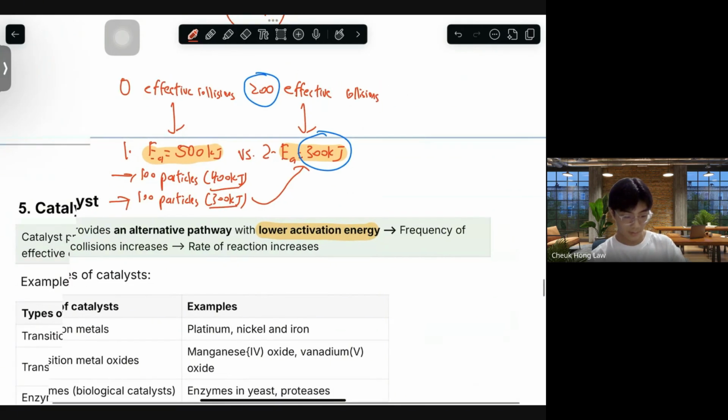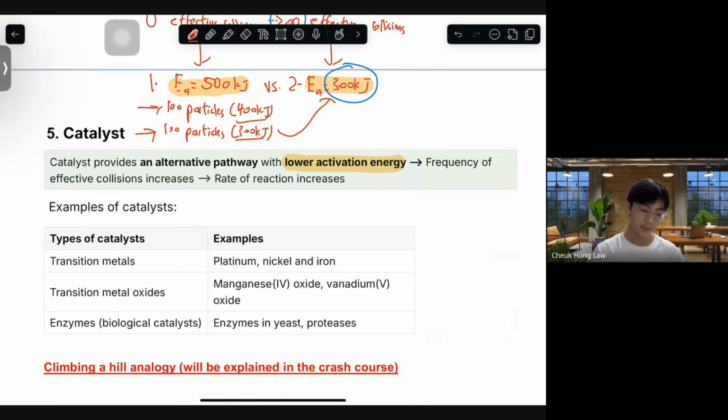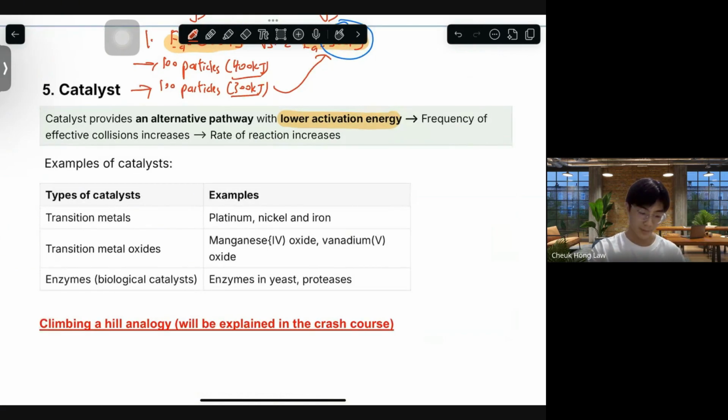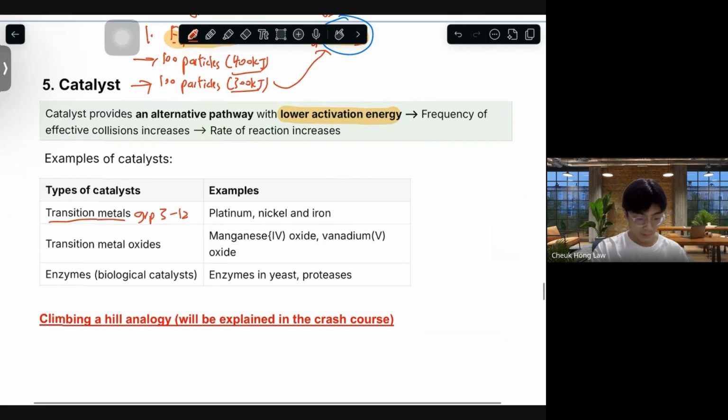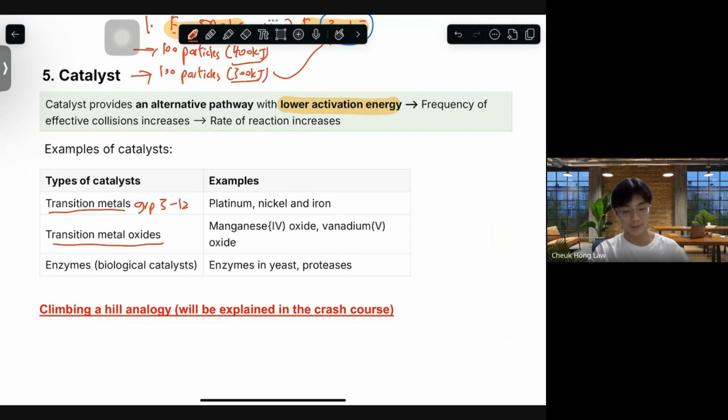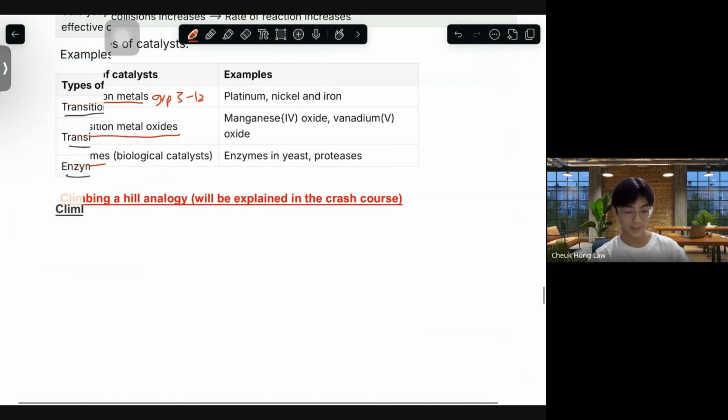Okay. So examples of catalysts: your transition metals like platinum, nickel, and iron. Transition metals are in the middle of the periodic table, from like group 3 to 12. Okay, transition metal oxides, manganese(IV) oxide, vanadium(V) oxide, and also enzymes. These are all examples of catalysts. For now, you don't have to memorize this.